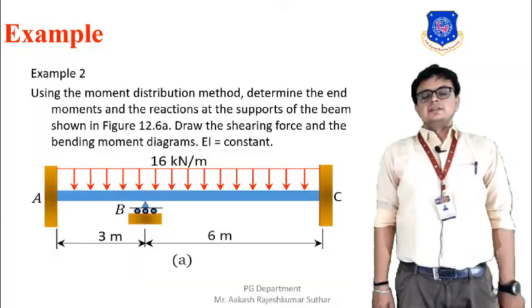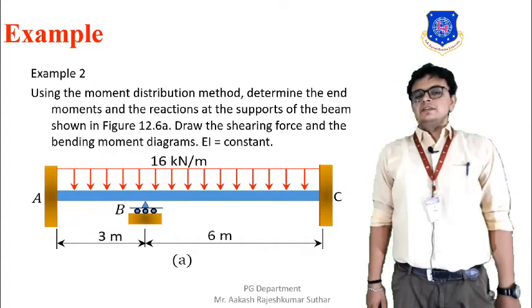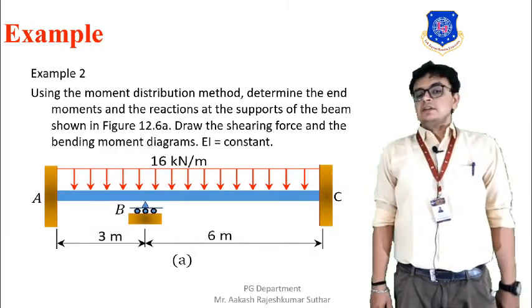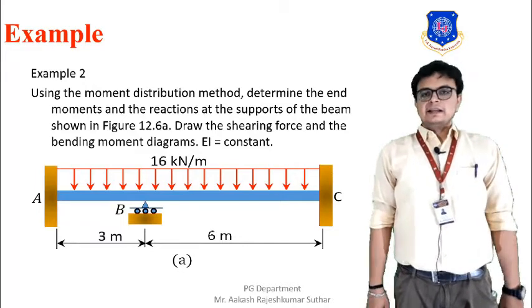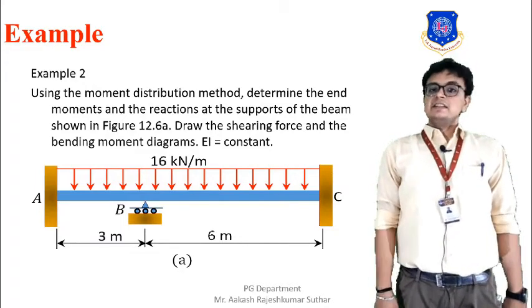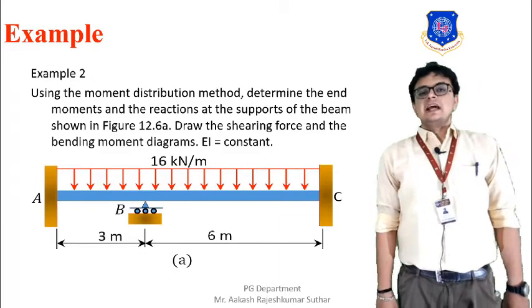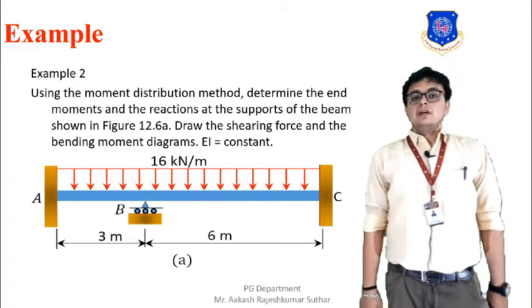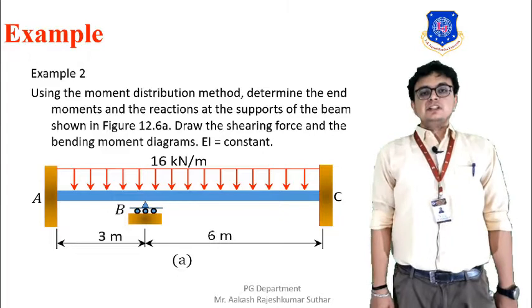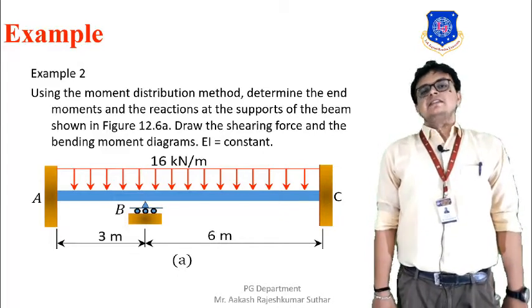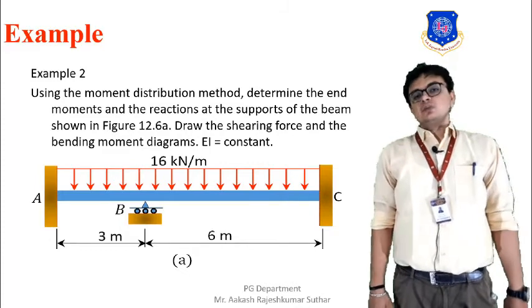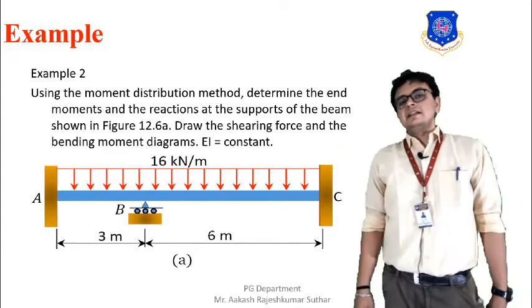Welcome students to our online session. In the previous session we started the moment distribution method, and in that we have already discussed an example where we solved a beam which has 3 spans and 4 joints. So we have discussed that sum. Now in today's session we are going to see this example.